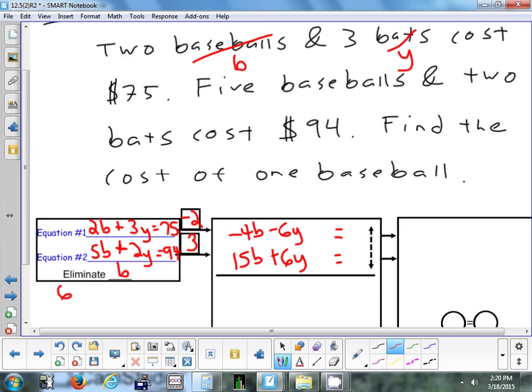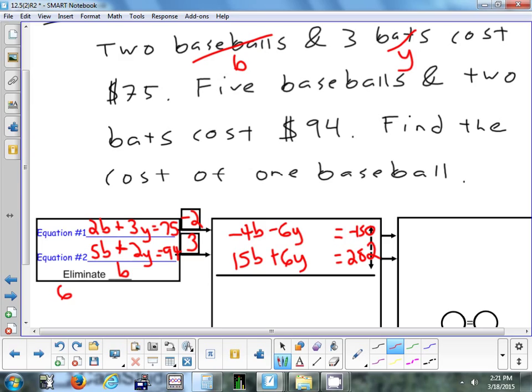Ben, I know you did 75 times -2. What did you get? -150. Thank you. That's going to be on the top. -150. Anybody do 94 times 3? What did you get, Eli? 282? 282, Mr. Hager says. All right, 282.